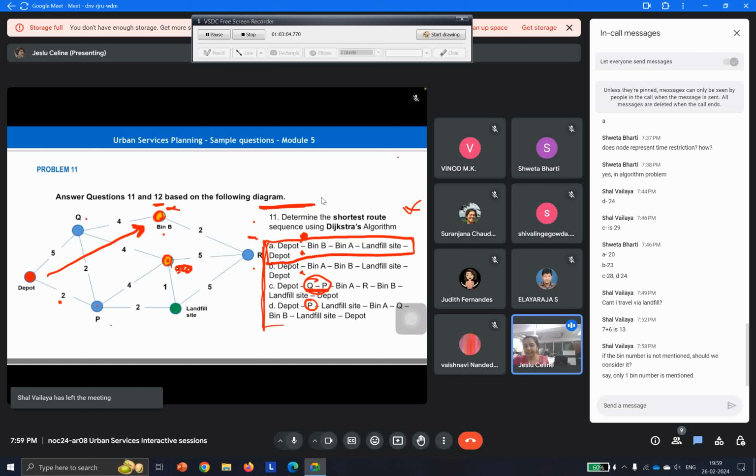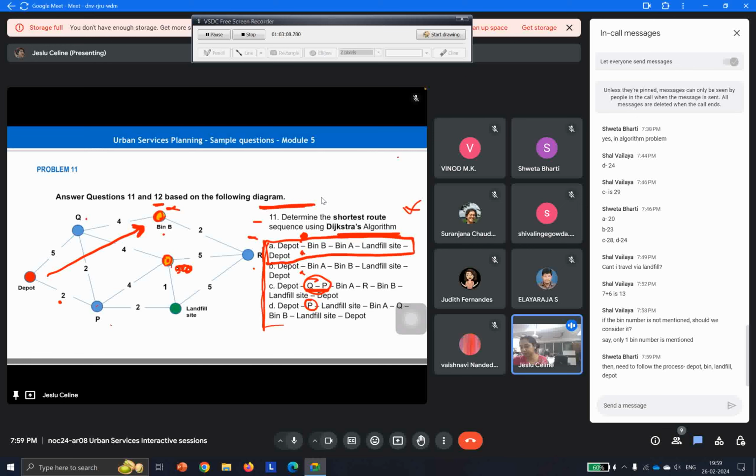So this one, I think the question is just given in this way mainly because the same thing is there in the PPT in the lecture, so maybe that's why it was omitted, but if it's in the actual question it would be there. Then you need to follow the process: depot to bin, landfill, and then depot. Yes, you need to follow the process: depot to bin, landfill, and then depot. Correct.